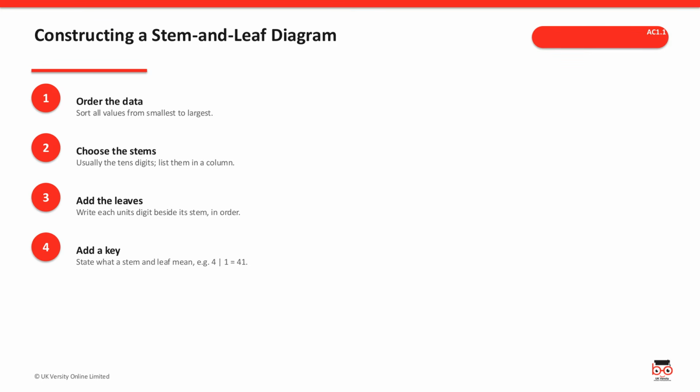Building one is a tidy 4-step routine. First, order all your values from smallest to largest. Then pick your stems, usually the tens digits, and list them down a column. Next, write each unit's digit as a leaf beside its stem, in order. And finally, never forget the key, spelling out that 4 bar 1 means 41.